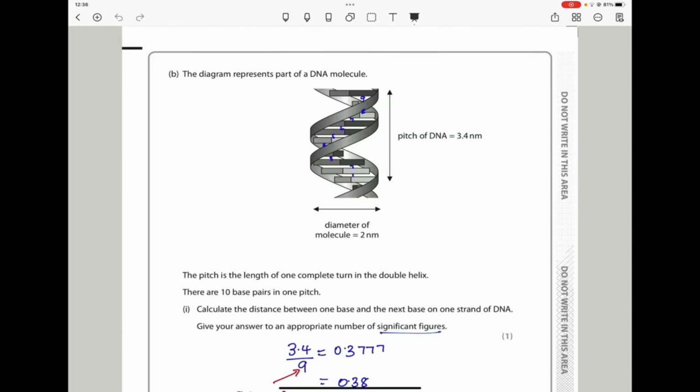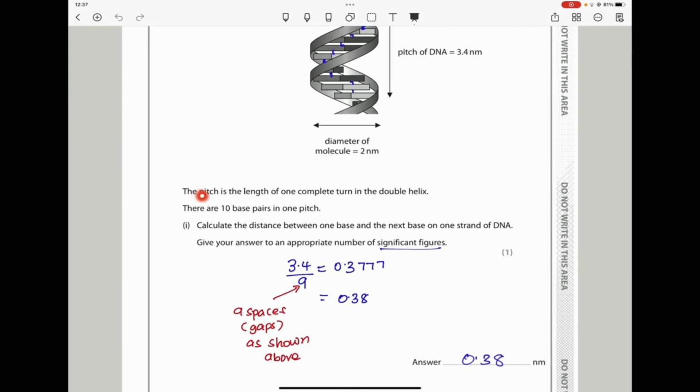Moving on. Here they say the diagram represents part of our DNA molecule. The diameter of the molecule is 2 nanometers, and here we have the pitch of DNA, which is 3.4 nanometers. The pitch is the length of one complete turn in the double helix. There are 10 base pairs in one pitch. They want you to calculate the distance between one base and the next base on one strand of DNA, and they want you to give your answer to an appropriate number of significant figures.